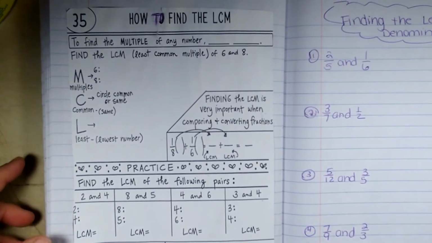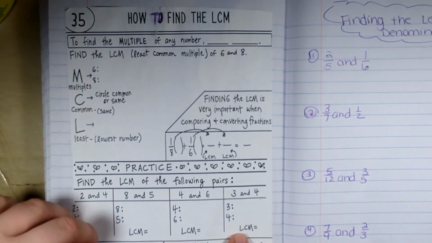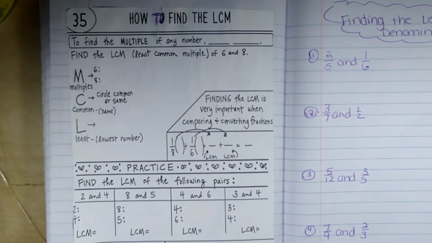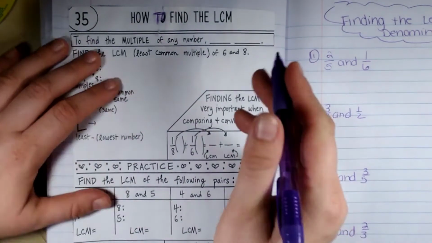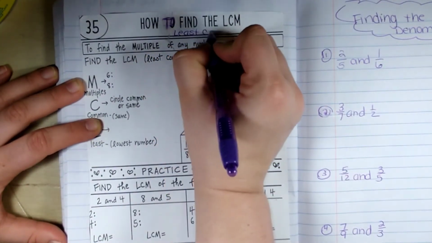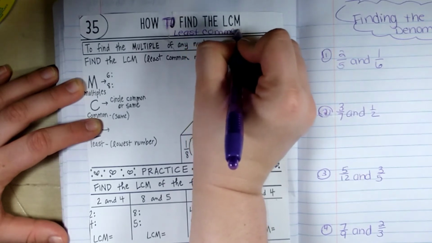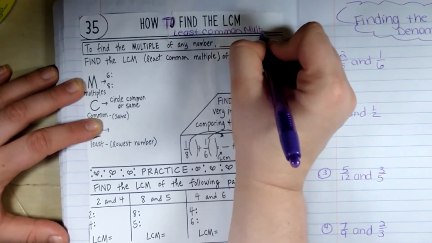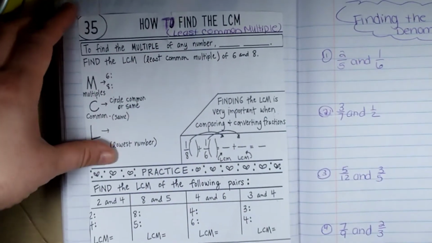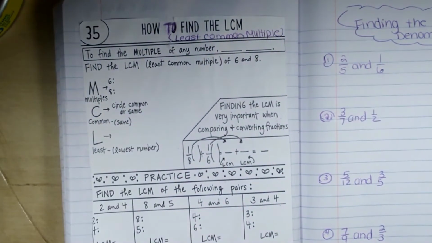All right, friends, we have been talking about how to add and subtract fractions with like denominators. We've also mentioned what multiples are, and now we're going to talk about least common multiple, how to find the LCM, the least common multiple. You'll see it both ways, so you need to know what those both mean. This is number 35 that you're going to glue in.